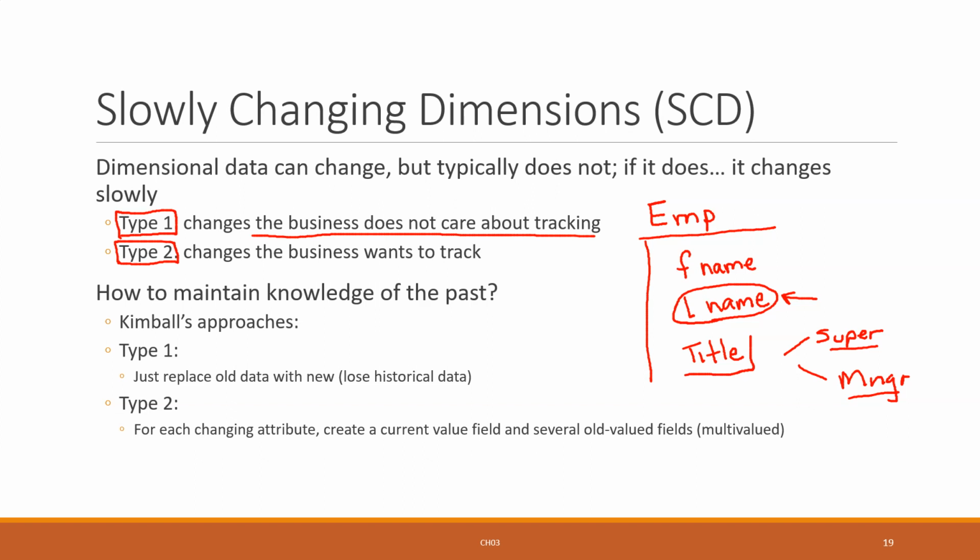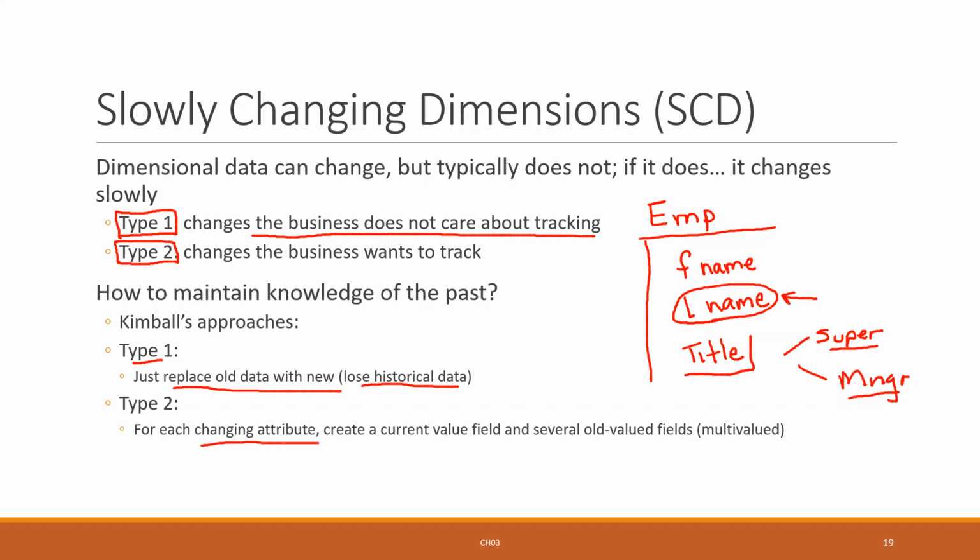All right, so how do we model that? Okay, well, with a type 1, we're just going to replace the old data with new. So in this case, we're going to overwrite the last name, and we don't care if they change their name 100 times. There is no reason to be able to track this. We're going to lose that historical record. So that is nothing more than updating the value in that particular table.